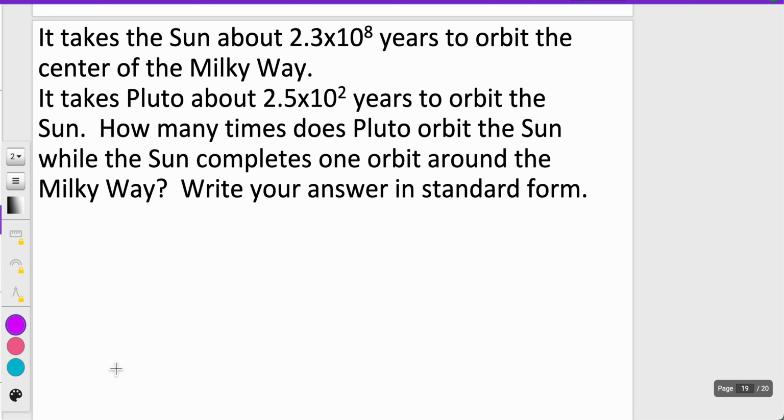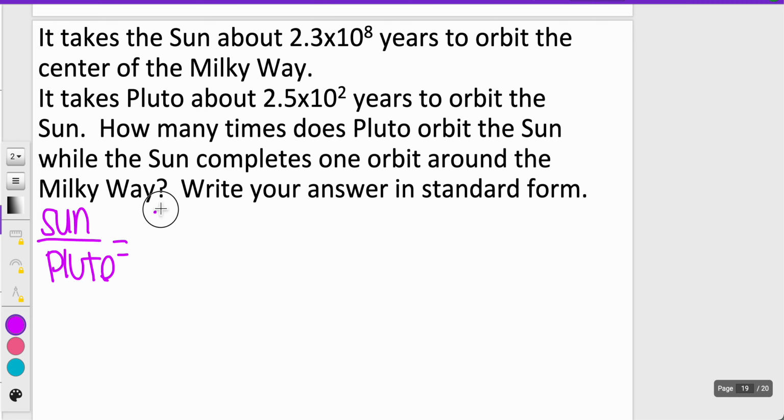And then our last one before we're finished up with this one, it takes the sun about 2.3 times 10 to the 8th years to orbit the center of the Milky Way. It takes Pluto about 2.5 times 10 to the 2nd years to orbit the sun. How many times does Pluto orbit the sun while the sun completes one orbit around the Milky Way? Write your answer in standard form. So we're just comparing the sun to Pluto. So how many times can Pluto go into the sun?